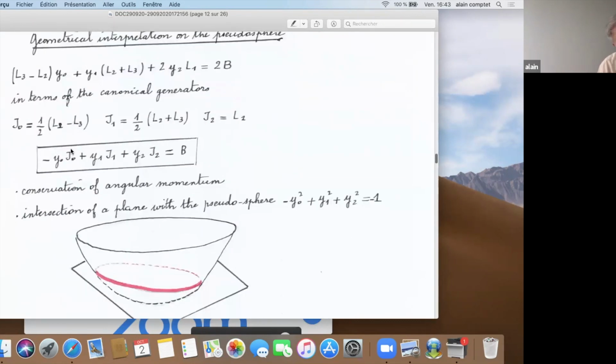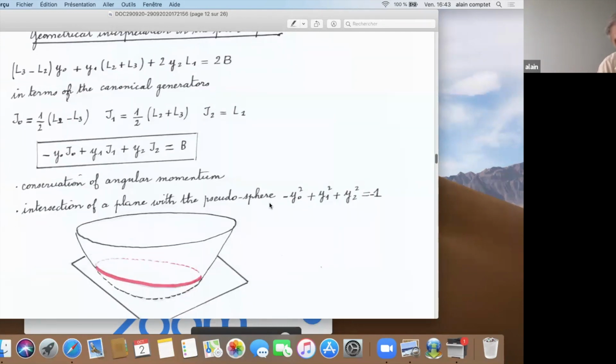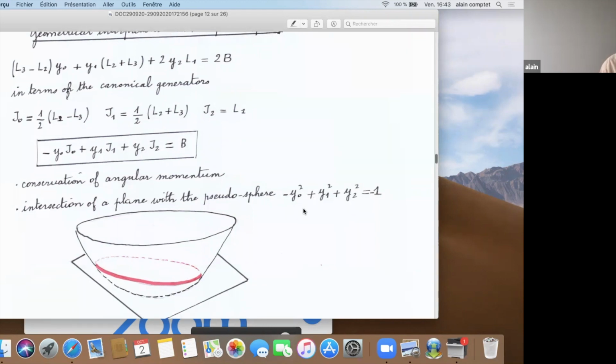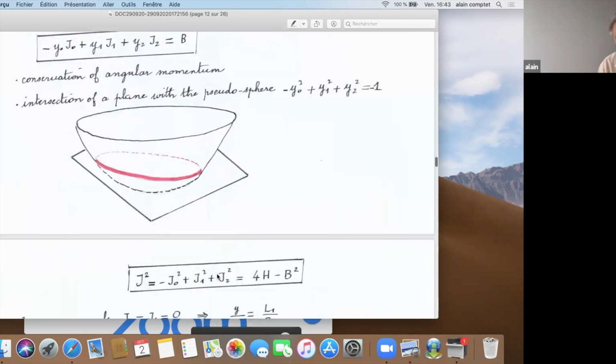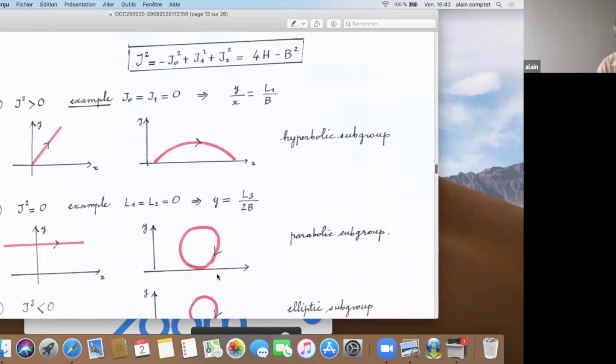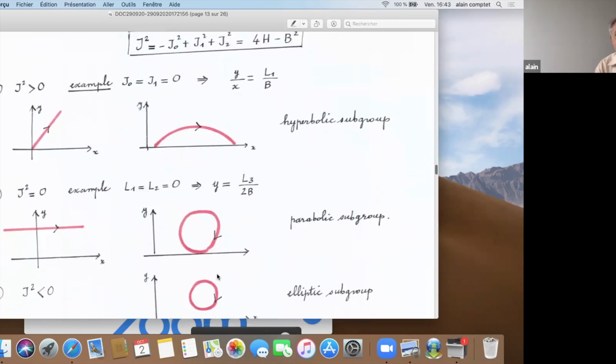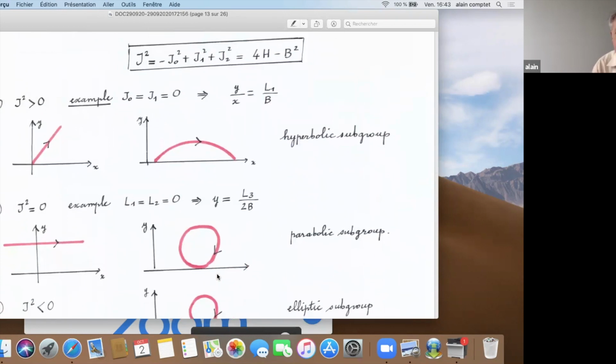So this means that the particle is moving in the plane. This is the equation of the plane. And at the same time, it's moving on the pseudosphere. So the trajectories are at the intersection between the plane and the pseudosphere. So you can guess what will be their shape. Okay, but you can compute, of course, everything analytically. In fact, here is the summary. The different trajectories are classified according to the sign of J square, which is more or less the square of the angular momentum, except that here you have a minus sign, which comes from the fact that you have a non-compact group, or say that you have the Lorentz group, which is behind.